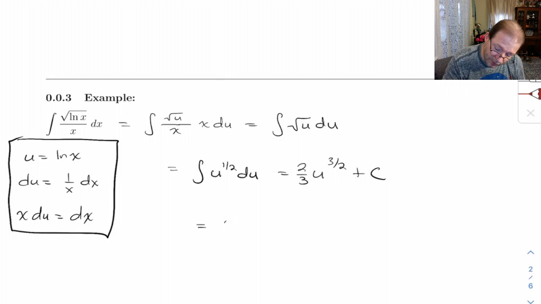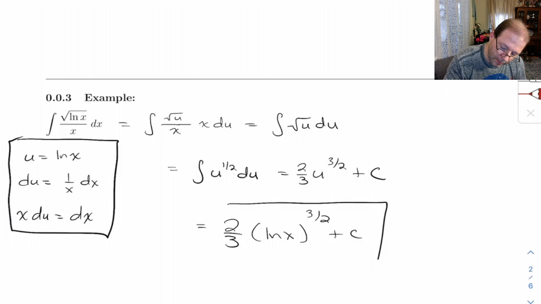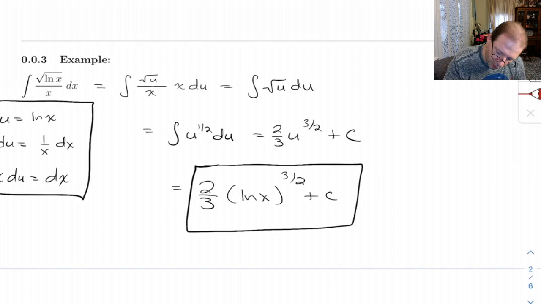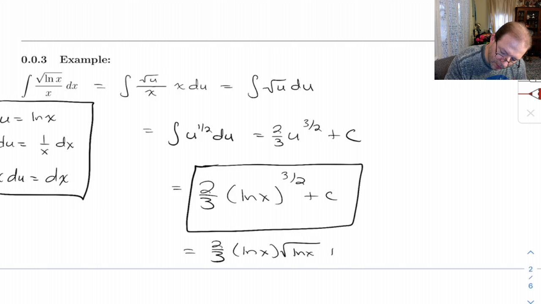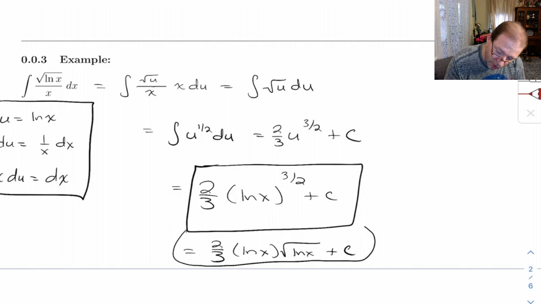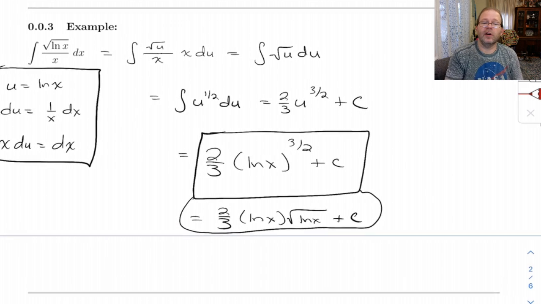And I'm going to rewrite that as 2/3 ln x to the 3/2 plus c. Now that's how I would leave this answer. The textbook sometimes likes to do something a little different. Sometimes they'll rewrite this as ln x root ln x. And that's perfectly fine too, because this is ln x to the first power, and then ln x to the 1/2 power, and altogether it gives you ln x to the 3/2. So I would probably leave it like I have it written above. The book might write it like that, but either way is perfectly fine.